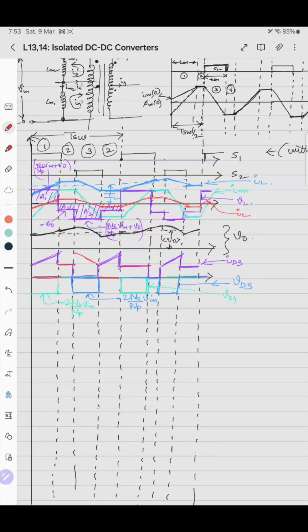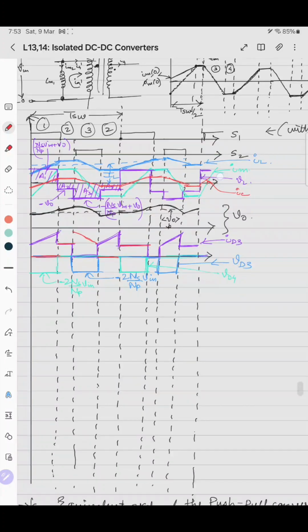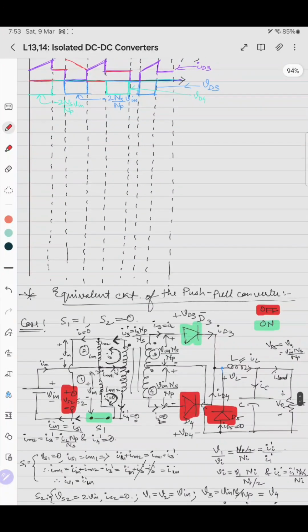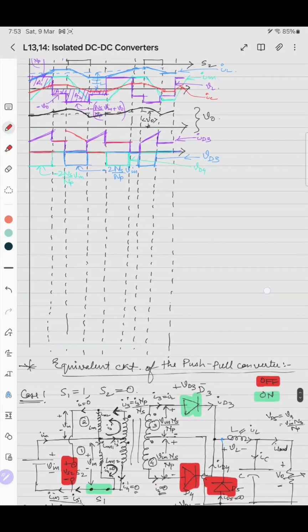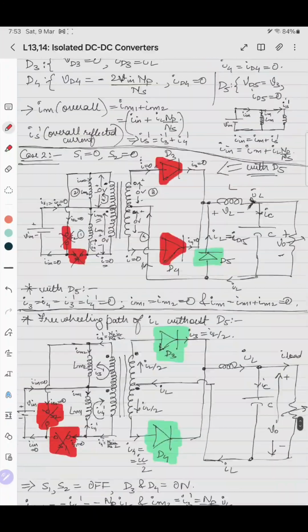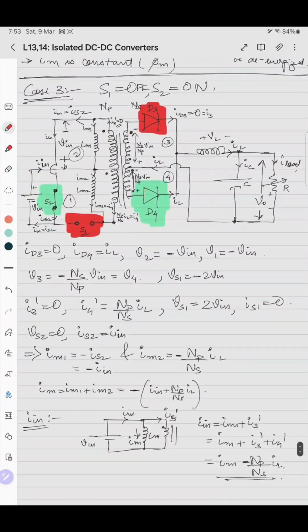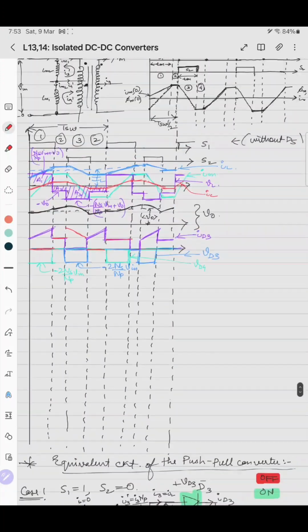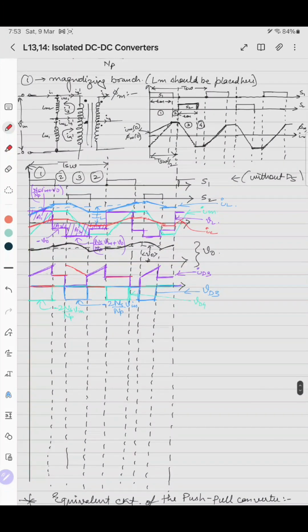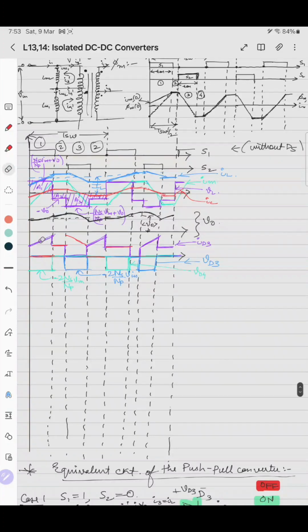Oh, there is some mistake, let me check the ID3. ID3 will be, case 1 it is IL, then case 2 it is IL by 2, case 3 it is 0. So IL by 2, 0, IL by 2, 0. Oh, so there is some mistake in this waveform. I'll redraw it.